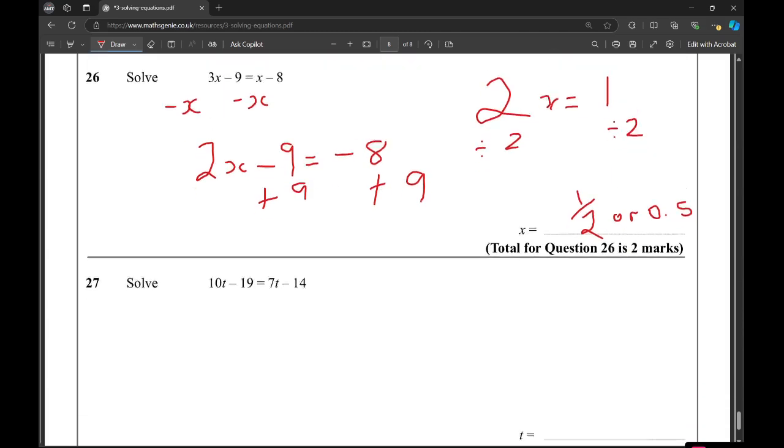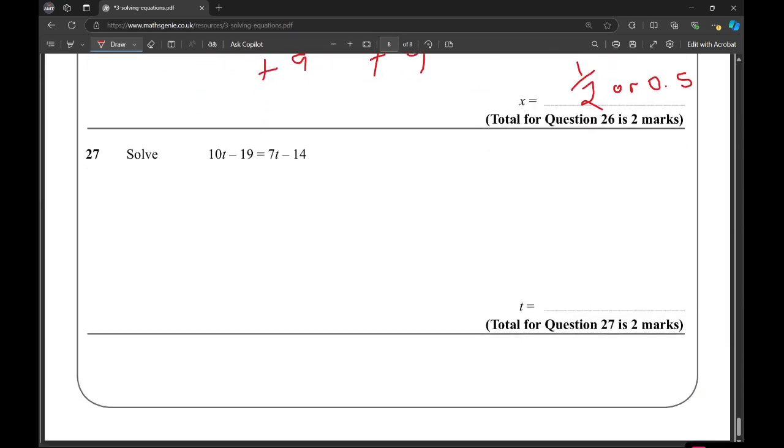Last one for today, guys. So solve 10t minus 9 equals 7t minus 14. I'm going to subtract 7t on both sides. So 10t minus 7t equals 3t, minus 9 equals minus 14.